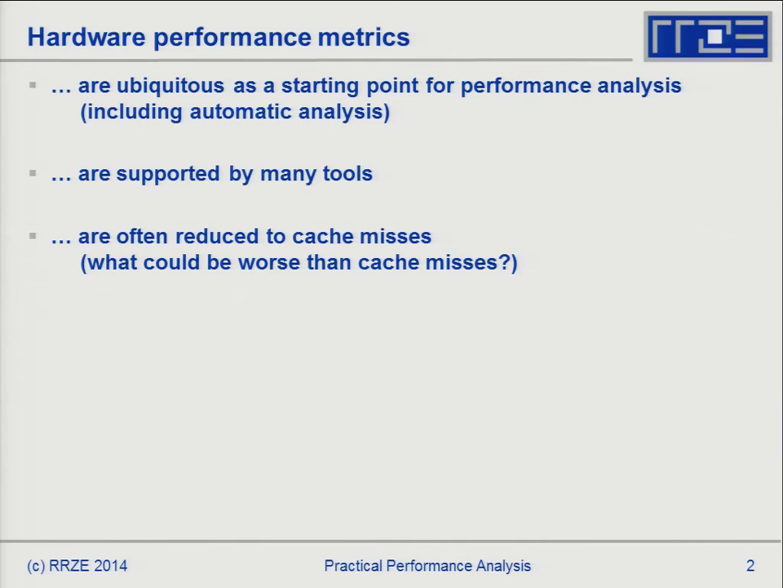They're supported by many tools. And as I said, cache misses are viewed as the worst possible thing in computing. So often, hardware performance counter measurements are reduced to cache misses. But there's much more to that, as you will see.